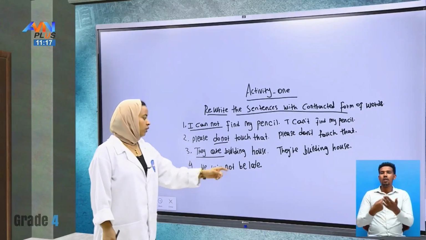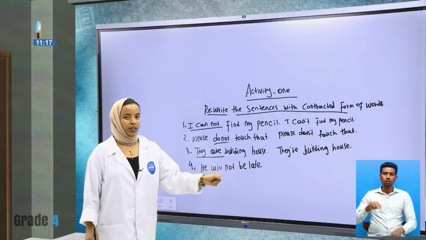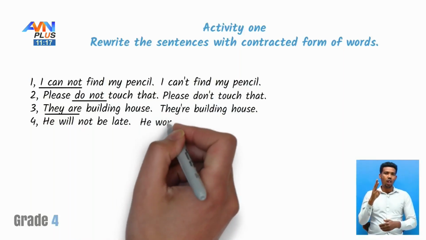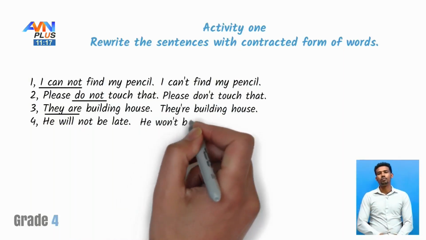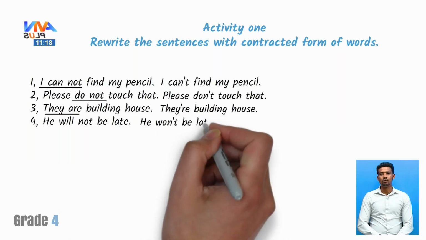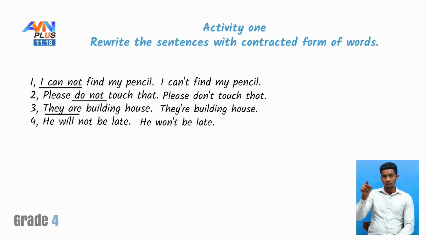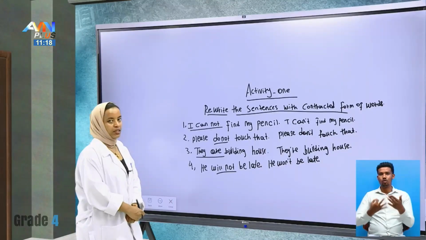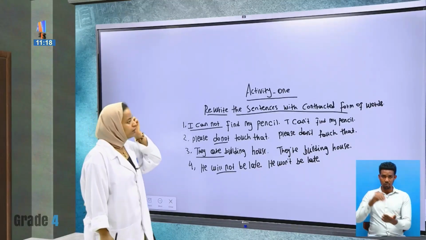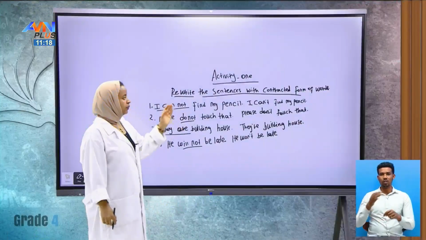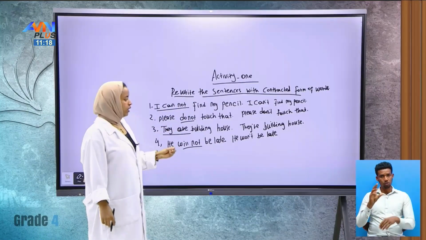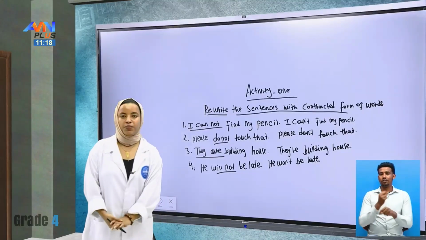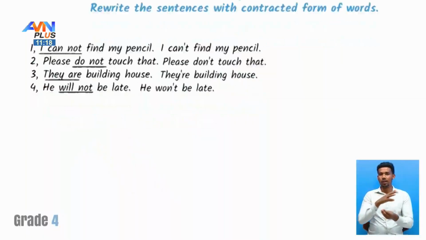Here is, he will not be late. He will not be late. Easily, he won't. Here is, he won't be late. Here is the contracted and the shortened form of words. So let me read once. I can't find my pencil. Please don't touch that. They are building house and he won't be late. This is activity 1. Let me give you one more and let us practice together.